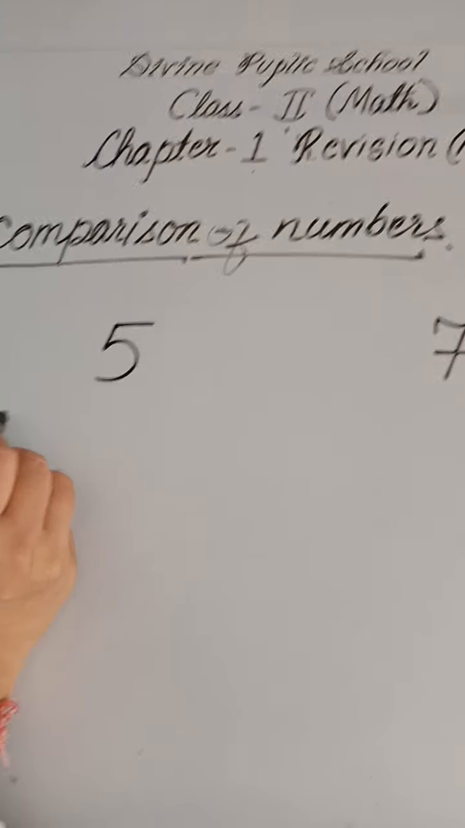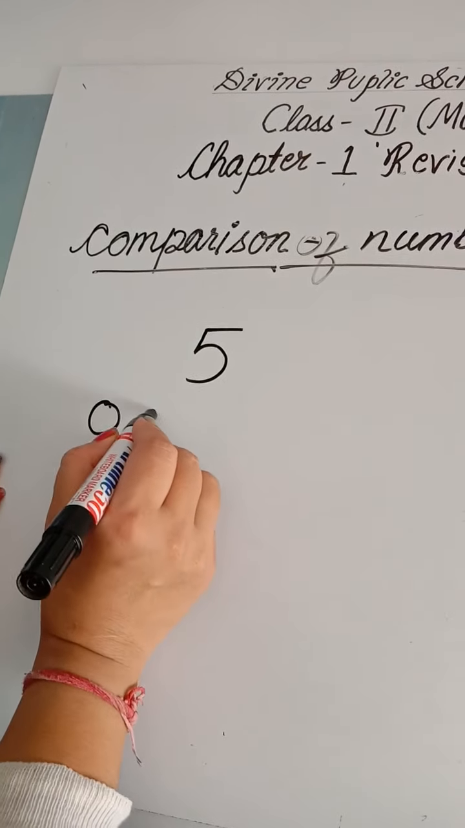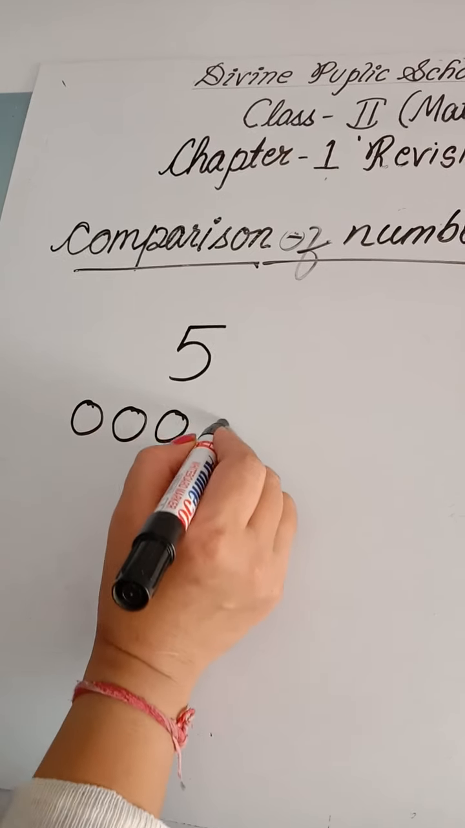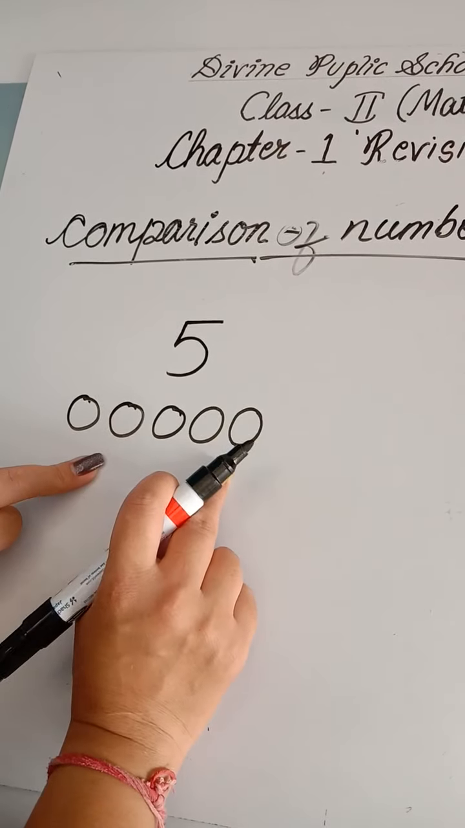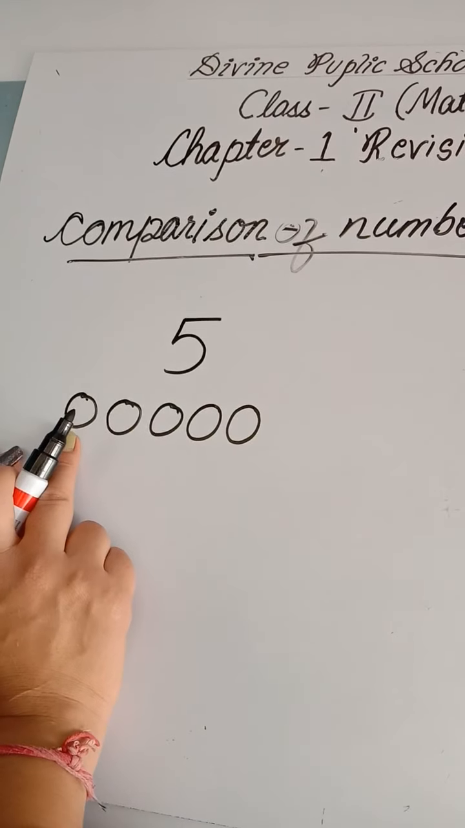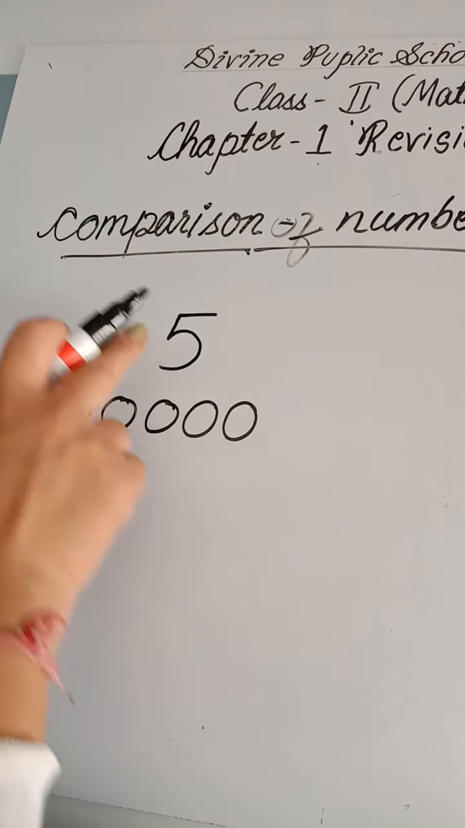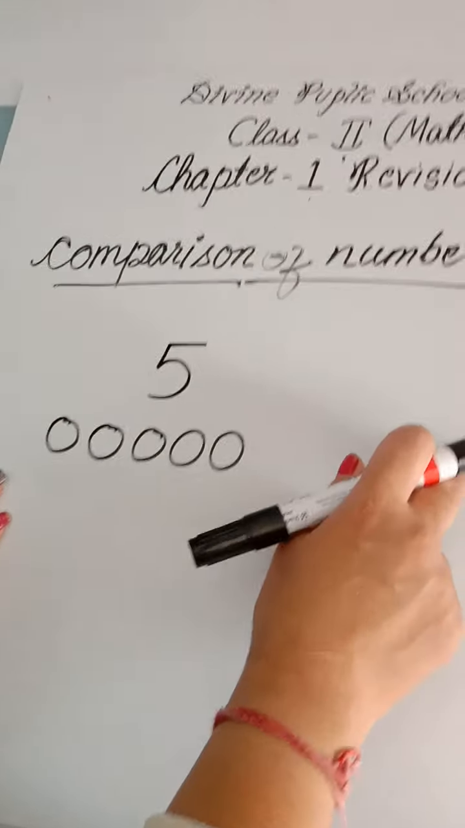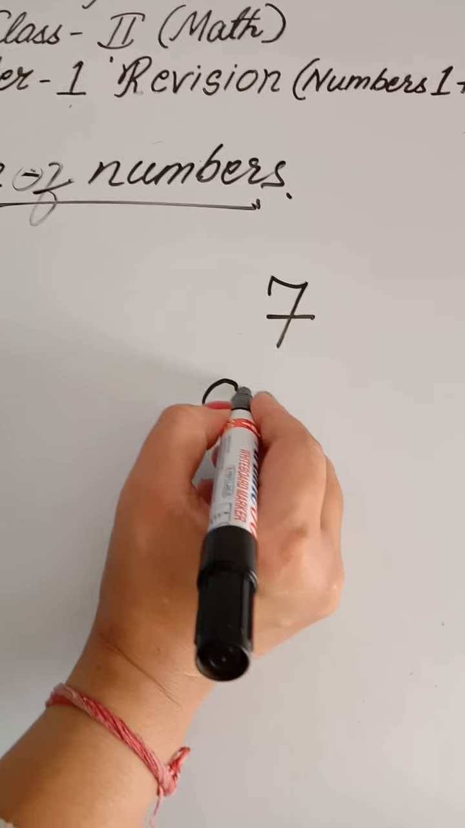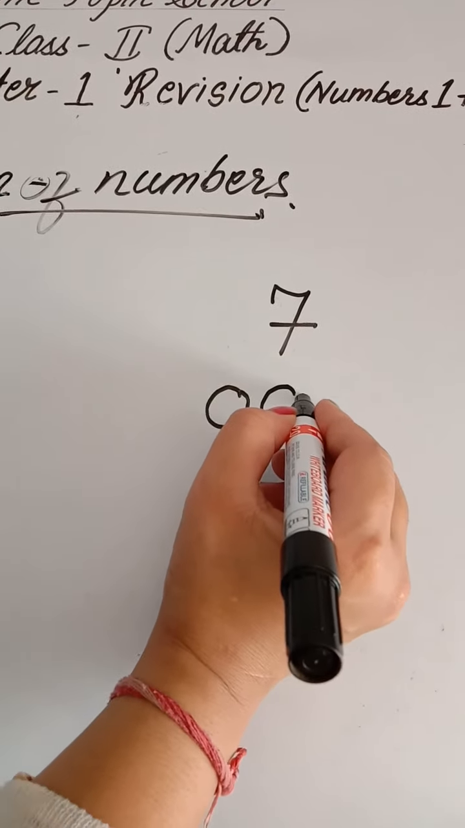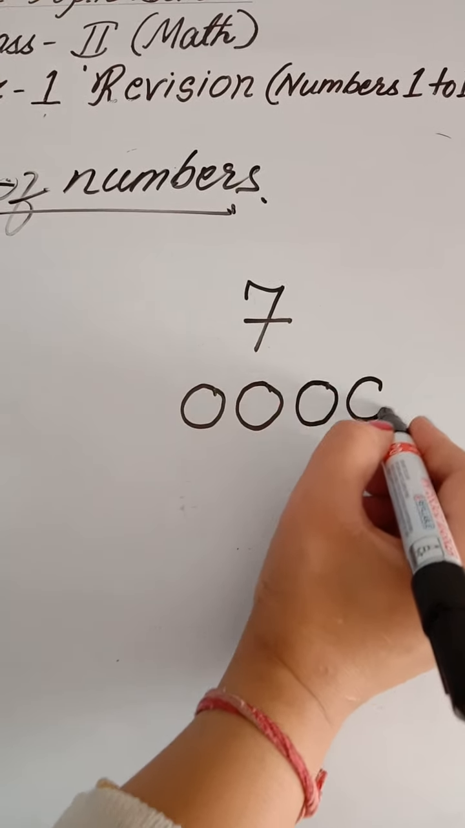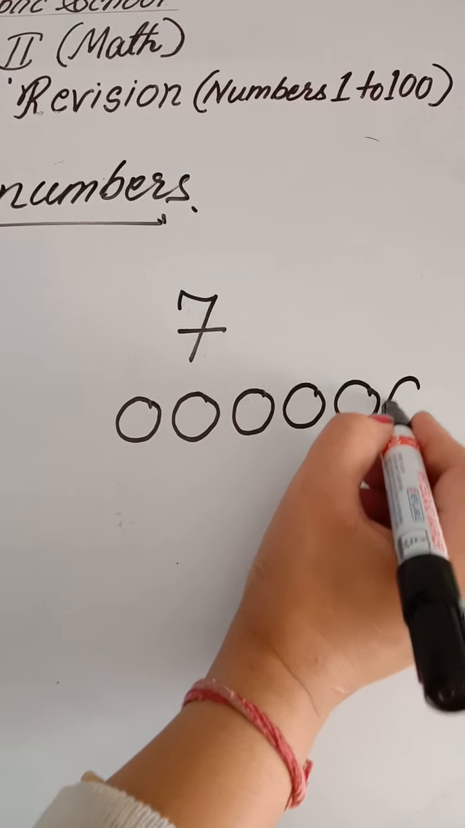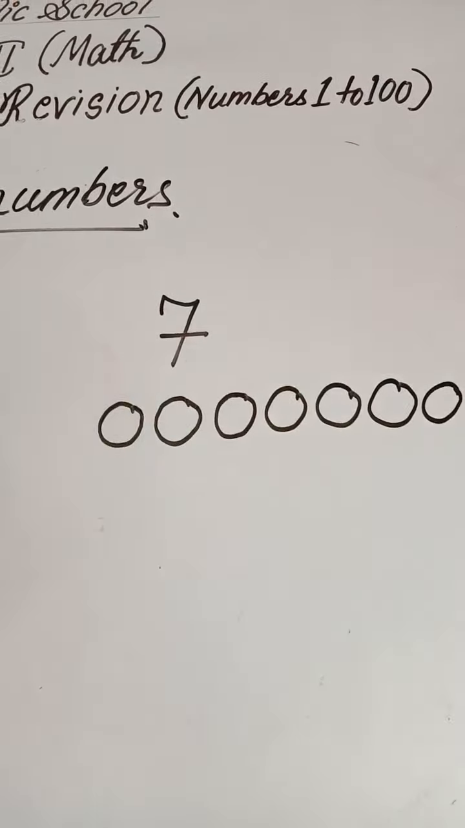So look at here. 1, 2, 3, 4, 5. 5 circles are making. Okay. I'm making 5 circles because the number is 5. Now look at here. I'm making 7 circles because the number is 7. 1, 2, 3, 4, 5, 6 and 7.